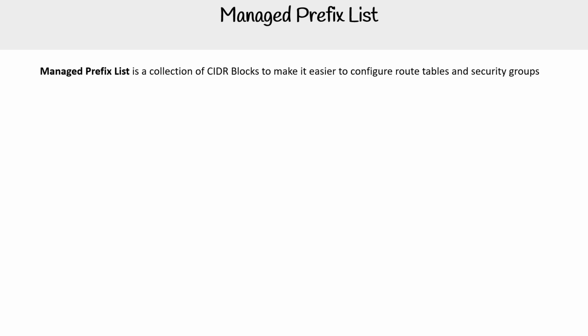Hey, it's Andrew Brown, and we are taking a look at managed prefix lists because I kept seeing this over and over again. And I'm like, what is this thing? And now I know what it is, so I'm going to share it with you. It is a collection of CIDR blocks to make it easier to configure route tables and security groups.